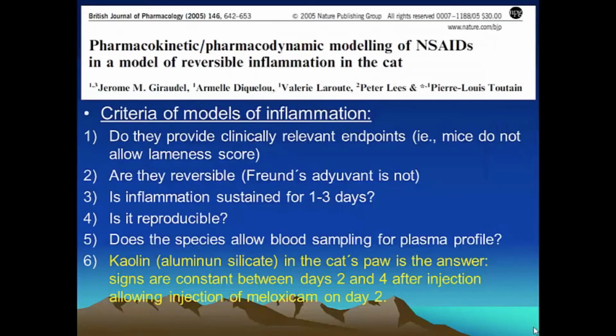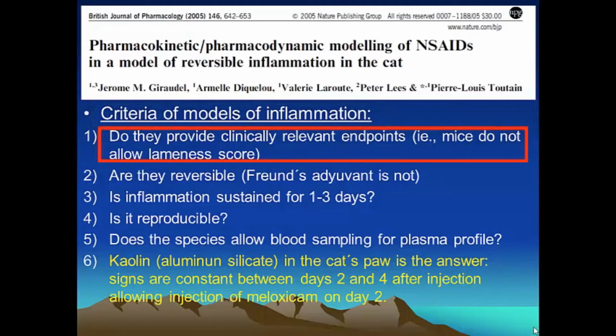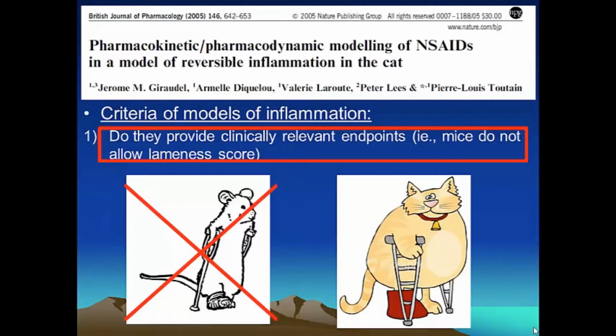So with this preliminary introduction out of the way, let's look at what they did in this study. As the title says, they wanted to evaluate the value of a new inflammation model in the cat, which will allow predicting the dose regimens of Meloxicam when the animal has an acute inflammation. Now, today, models of inflammation must meet certain criteria, like providing clinically relevant endpoints. For example, mice are not really good models because you cannot really evaluate lameness.